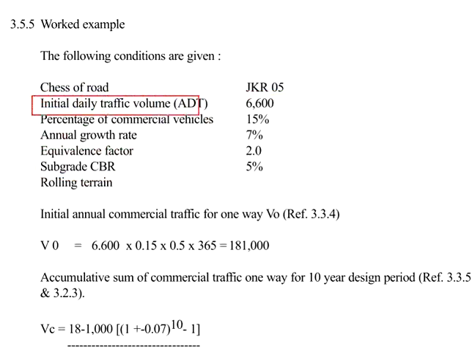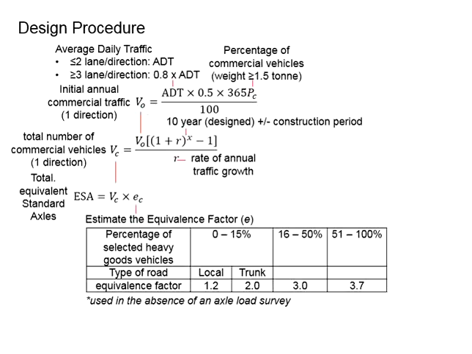The daily traffic volume ADT in both directions is equal to 6,600. The percentage of commercial vehicles PC is 15%. The annual growth rate is 7%. Equivalence factor is 2.0. Subgrade CBR is 5%. And rolling terrain. Now that the ADT is given, which is 6,600, PC is also given, 15%.